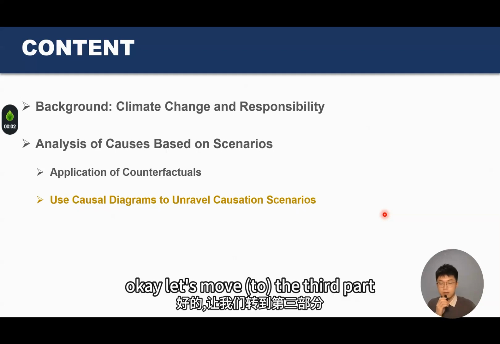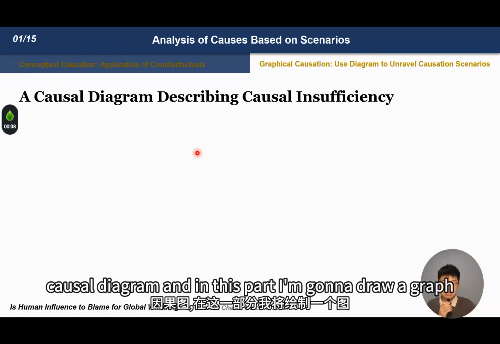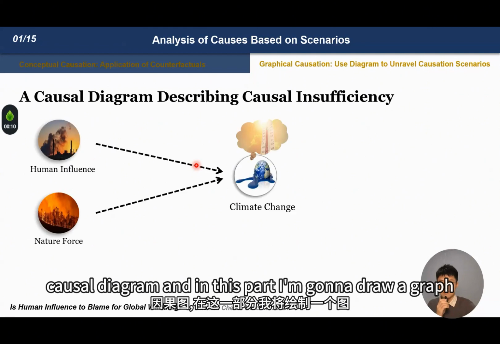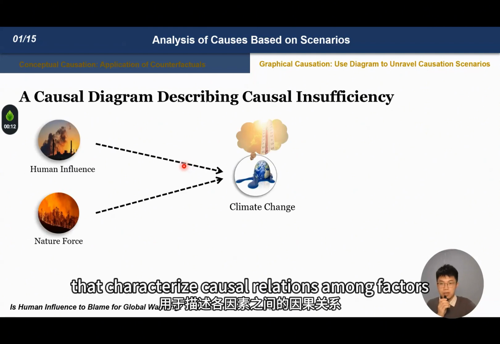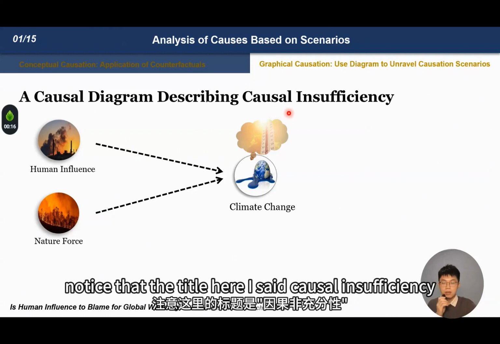Okay, let's move to the third part. And I think it's time to introduce our good friend, the causal diagram. In this part, I'm going to draw a graph that characterizes causal relations among factors for the previous example. And notice that in the title here, I say causal insufficiency.